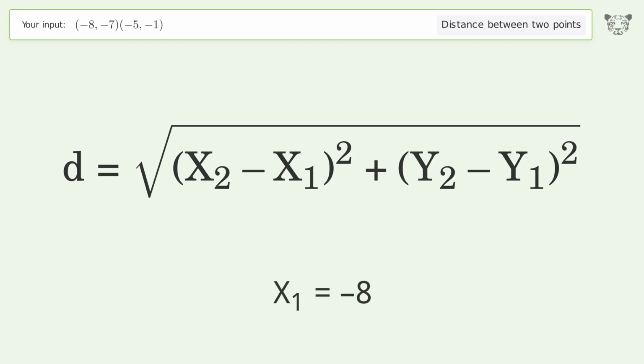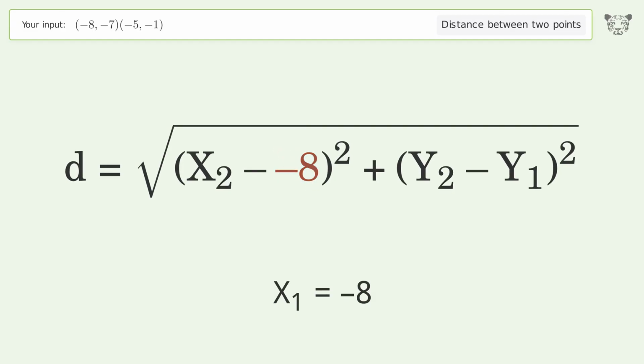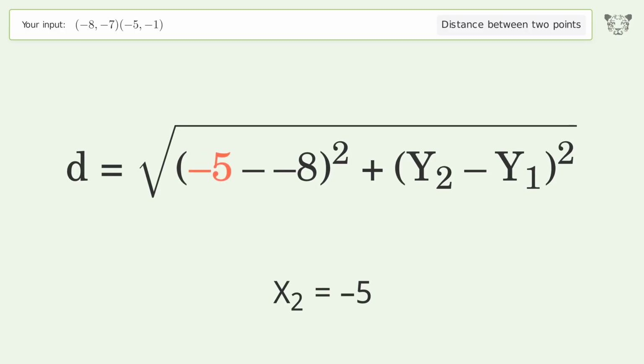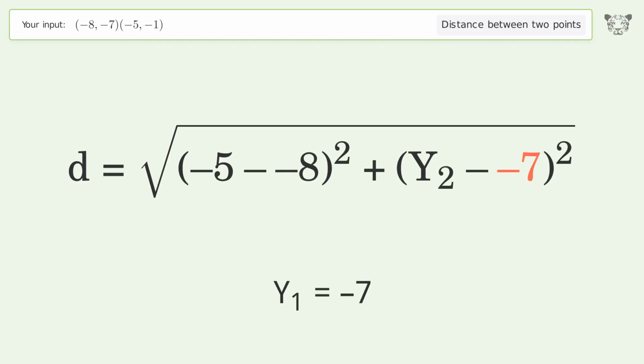x1 equals -8. x2 equals -5. y1 equals -7. y2 equals -1.